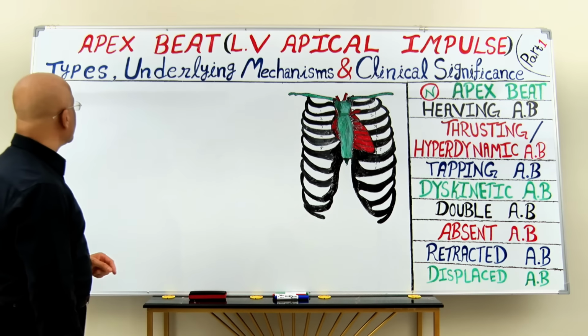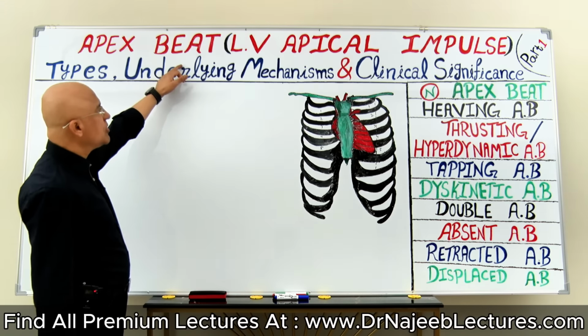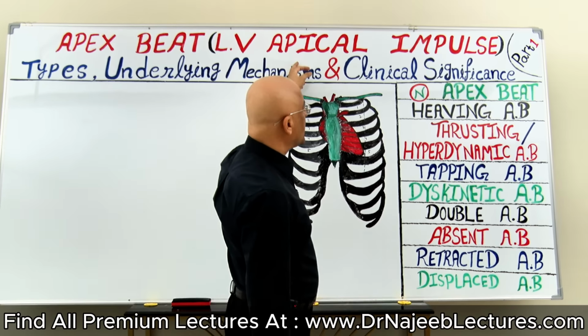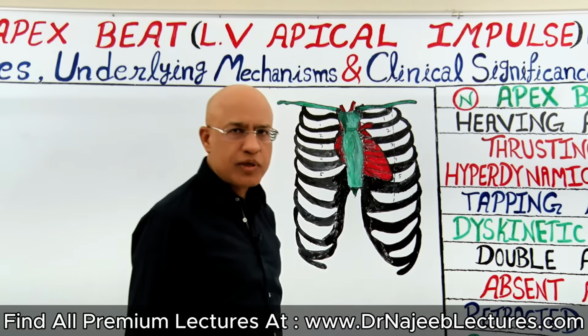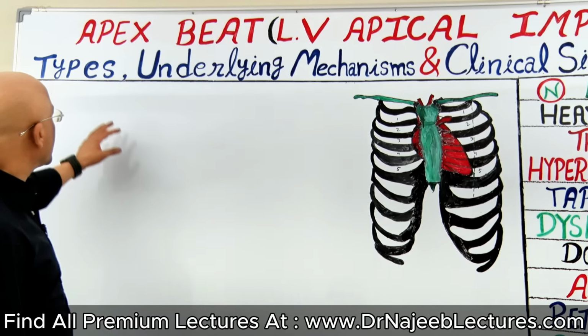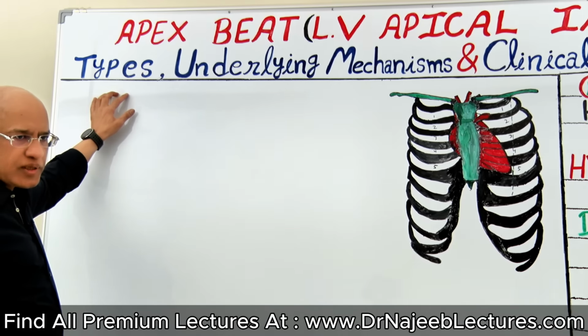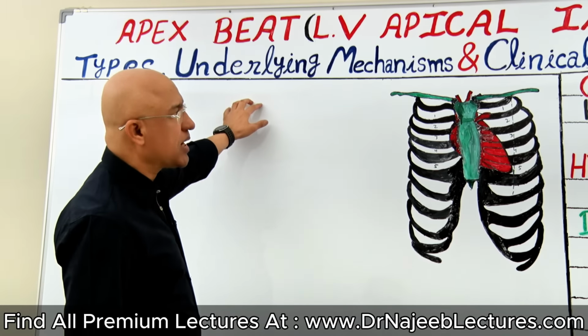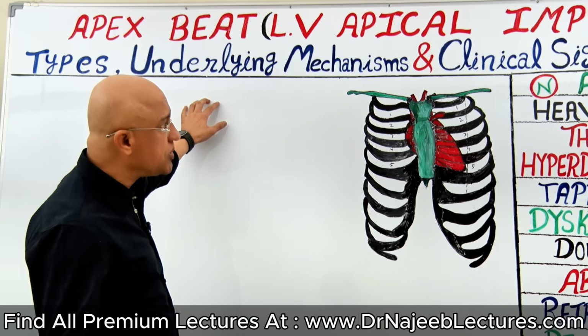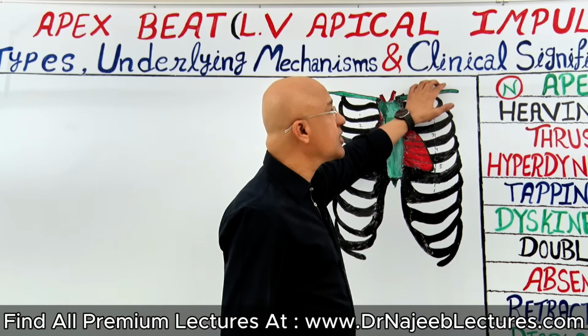Today we are going to talk about apex beat, which is also called left ventricular apical impulse. We will talk about the different types of apex beat, the underlying mechanisms in the different types of apex beats, and their clinical significance.